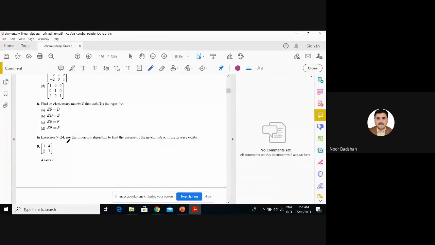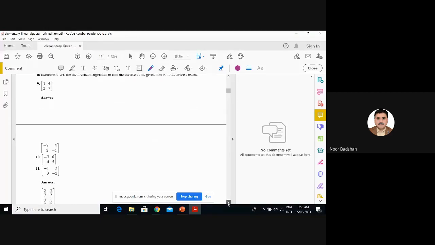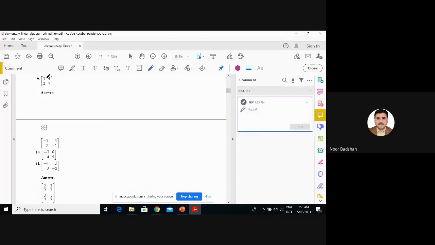In 9 and 20 to 24, use the inverse algorithm to find the inverse of the given matrix, if it exists. So by applying that method, let's find this one. Let me do question 9 here. We augment the matrix 1 4, 2 7 with 1 0, 0 1 to find the inverse.